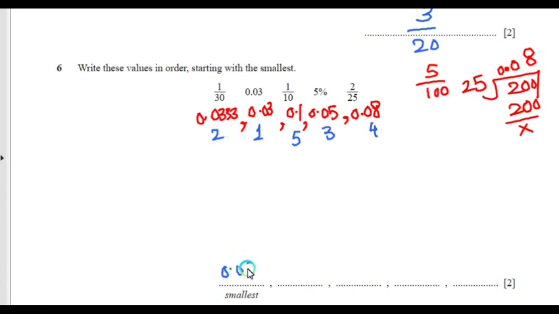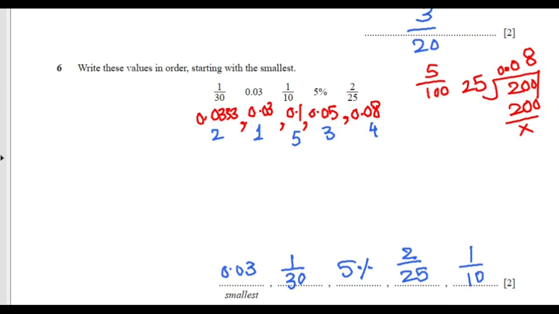inserting a point, 20, still it's less than 25, so I'm inserting 0, so it becomes 200, right? So 25 times 8 is 200, so it means this number will be 0.08. Now we can compare these numbers.